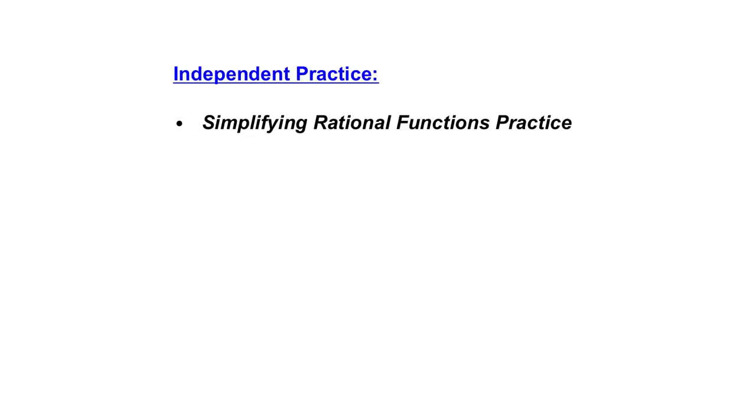And now it's time to practice. So remember the key steps. If you have a rational function, you need to factor the numerator, factor the denominator, keep track of restrictions, and then simplify by canceling out factors that you see in both the numerator and denominator. If you have trouble with this, let me know and I'll do my best to help.